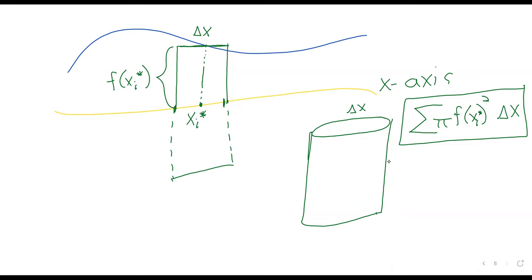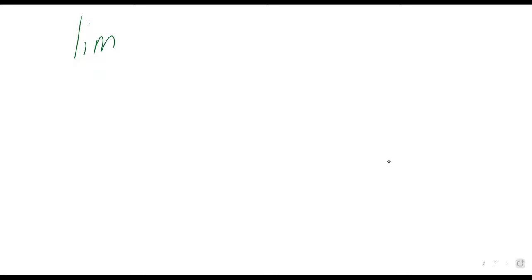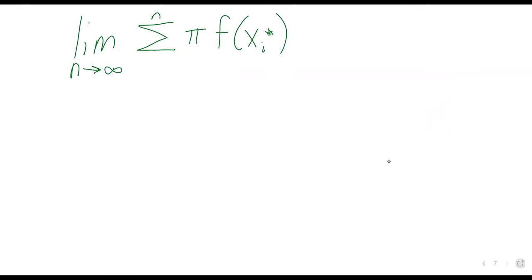So we repeat that process. We have however many rectangles we have added together. And then we've said, well, the more rectangles we have and the thinner they get, the better this approximation will become. So if we make our approximation better by using more rectangles, then to make our approximation the best, to make it stop being an approximation and just be the right answer, we should take the limit as n goes to infinity.